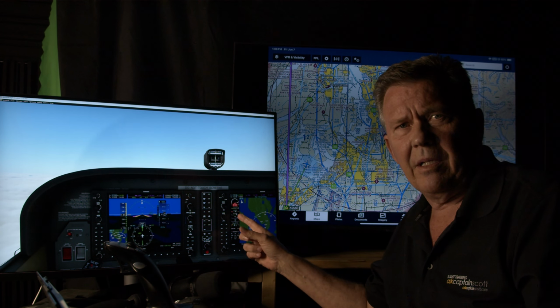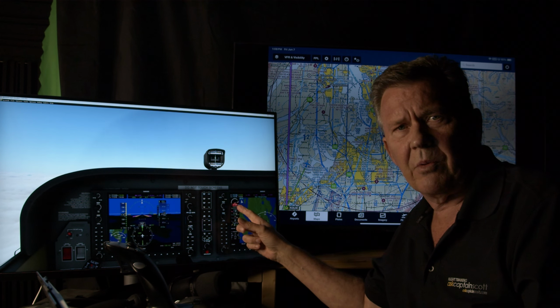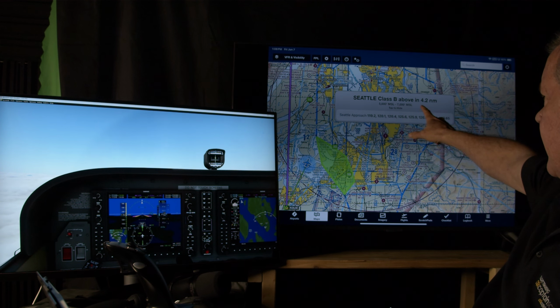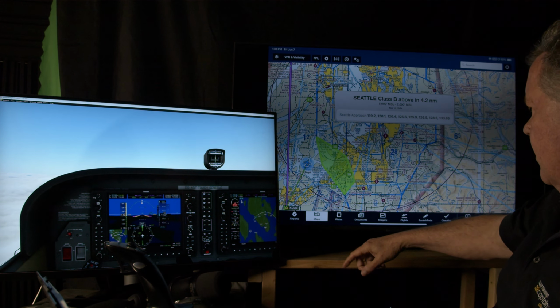Look at Bob just beating the crap out of my airplane, man. Why don't you just run it at full throttle, okay? Uh-oh. What do we have here? Seattle Class Bravo. It's about 4.2 miles ahead. Well, where's Bob? He's right here at 4,500 feet.